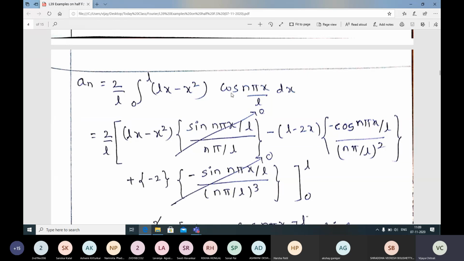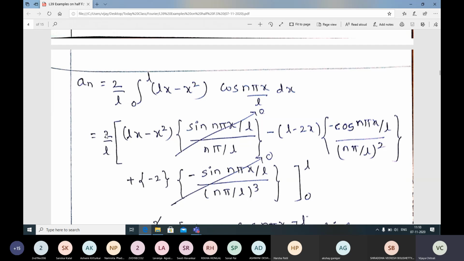So this is a product of two functions. One is polynomial and the other is trigonometric. So we need to apply the generalized Bernoulli's rule, integration by parts. We need u and v. So take the first function as u and the second function as v.